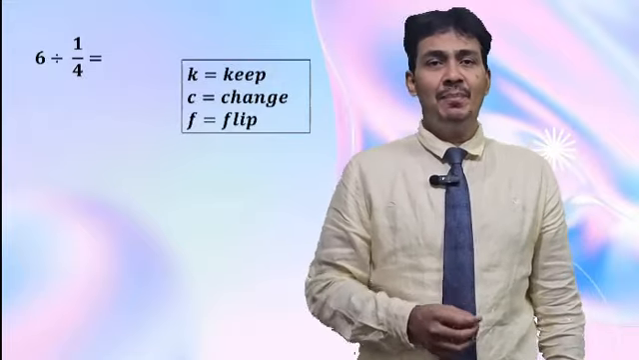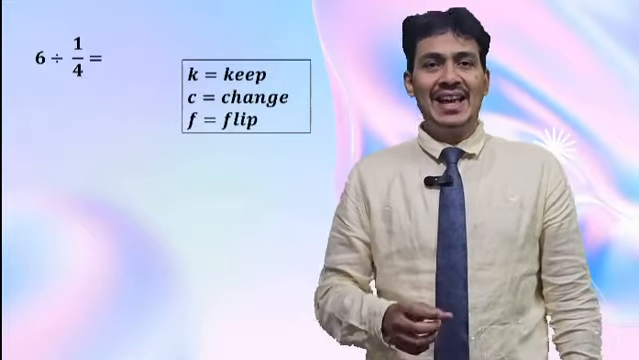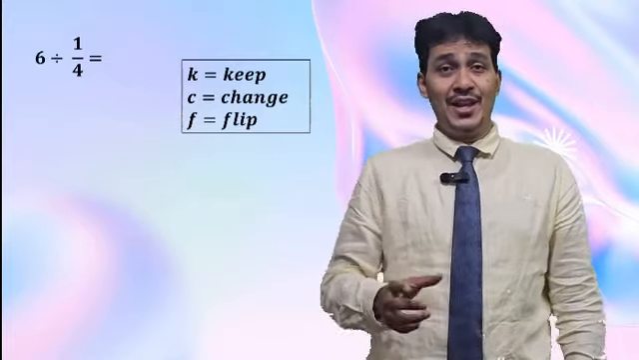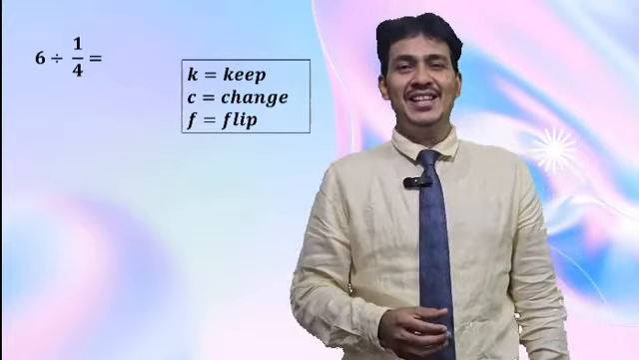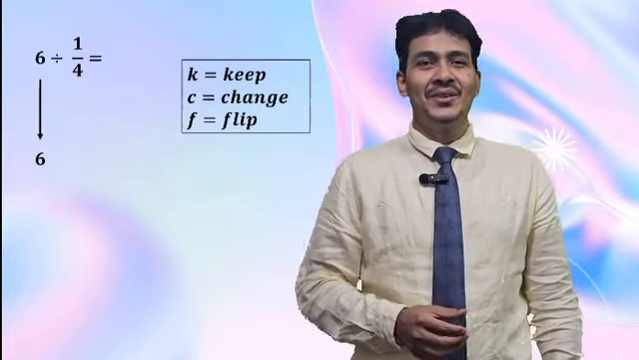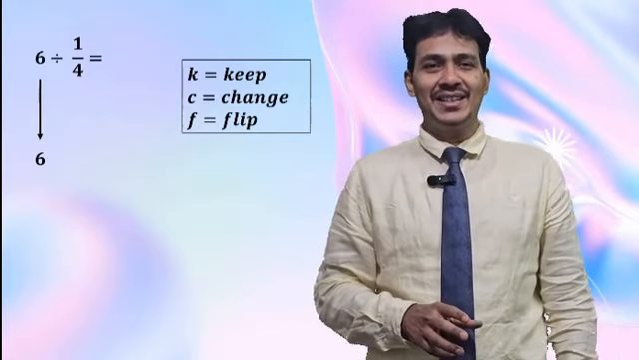But how are you going to divide a whole number by a fraction? It's very easy. There's a simple trick to do that. So, 6 divided by 1/4. You have to keep this logic in mind: Keep, change, flip. KCF. Like KFC burger, you have to remember KCF. What does KCF mean? You're going to keep the first whole number as it is.